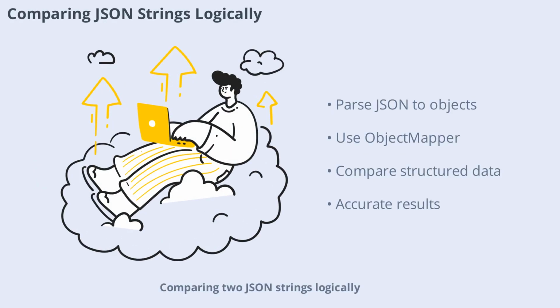Comparing two JSON strings logically requires parsing them into structured objects. Use libraries like Jackson's ObjectMapper to convert JSON strings into JsonNode or Maps. Then, compare these objects for equality. This approach avoids issues with raw string comparison and ensures accurate, meaningful results.